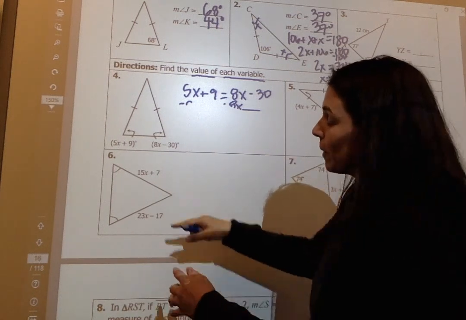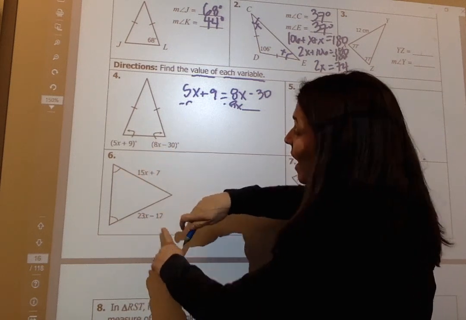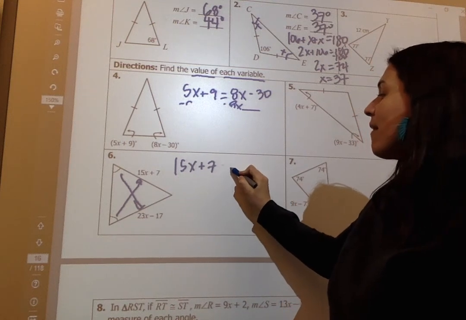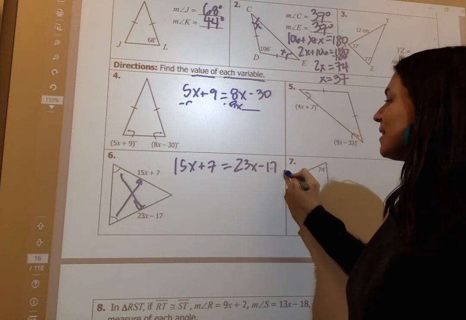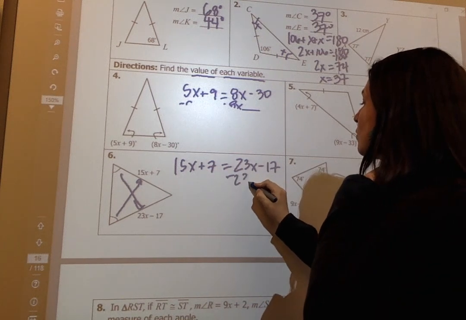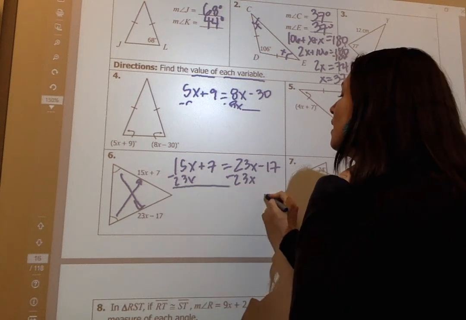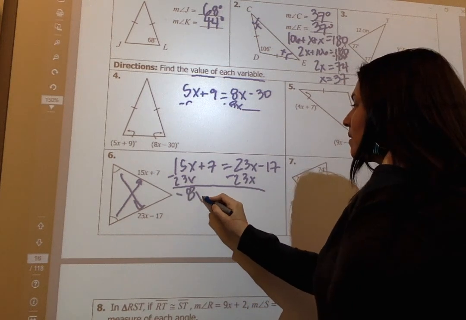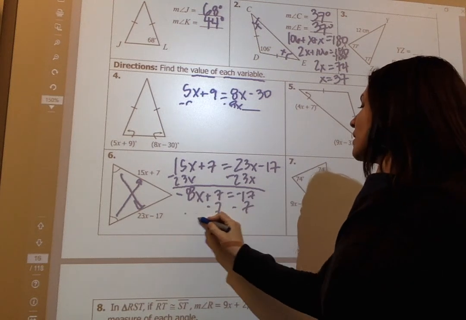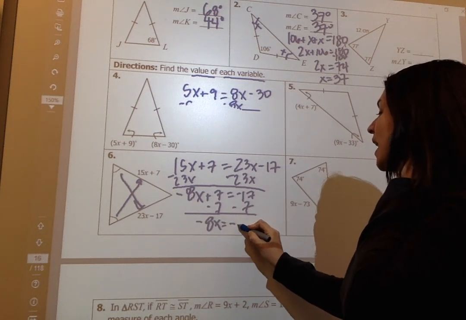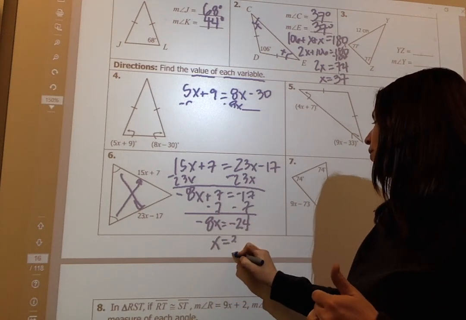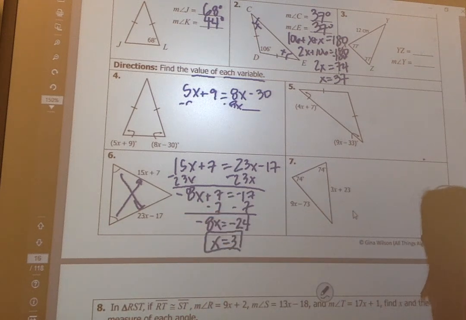Now this is the converse. Because base angles are congruent, opposite sides are congruent. So I know that these guys are congruent to each other. So 15x plus 7 equals 23x minus 17. And of course I can subtract 23x on both sides, and I get negative 8x plus 7 equals negative 17. I subtract 7 on both sides, and I get negative 8x equals negative 24. And when I divide both sides by negative 8, I get x equals 3. So my value of x is 3 there.